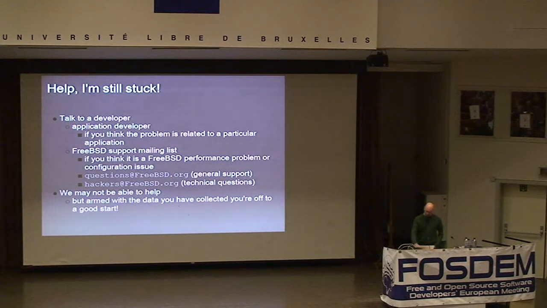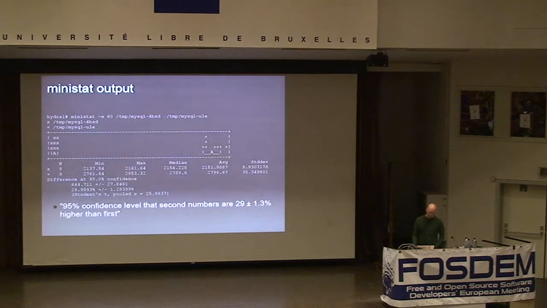Okay, so the question is, what is in the files that I pass to Ministat? And this is just a raw list of numbers. So in this case, the first set of numbers was in the range of 2,137 to 2,161. These were the output of my benchmark. My benchmark did a whole bunch of stuff and spat out a number at the end. And this number represents, in this case, transactions per second on this database workload. But the important thing is just the number.